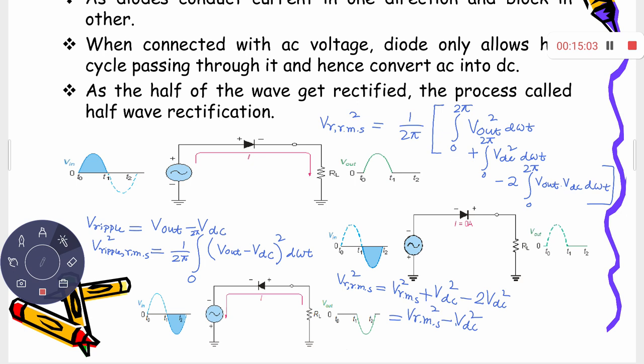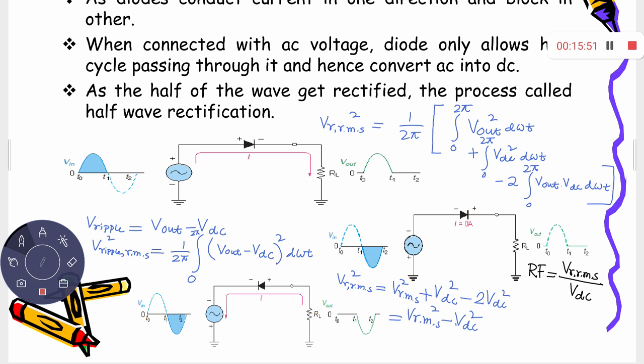Last day I told you the value of the ripple factor. The ripple factor RF is nothing but the ratio of VR RMS to VDC. Can you remember the expression for the form factor? The form factor was VRMS by VDC. So these are not the same. One is the RMS value of the entire thing, and the second is the RMS value of only the ripple content.